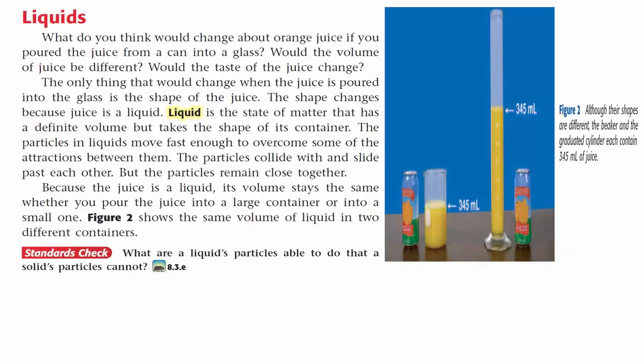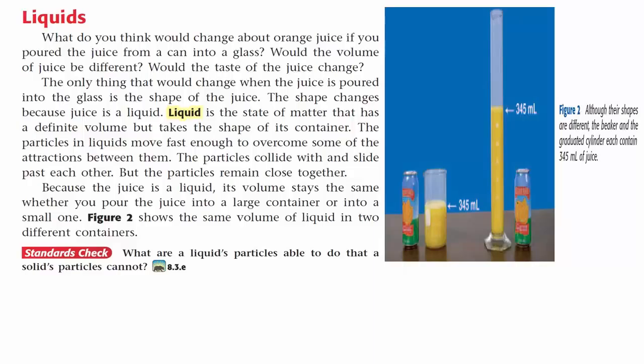Liquids. What do you think would change about orange juice if you poured the juice from a can into a glass? Would the volume of juice be different? Would the taste of the juice change? The only thing that would change when the juice is poured into the glass is the shape of the juice. The shape changes because juice is a liquid. Liquid is the state of matter that has a definite volume but takes the shape of its container.